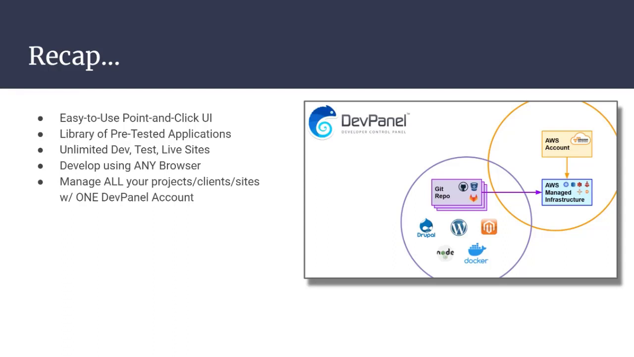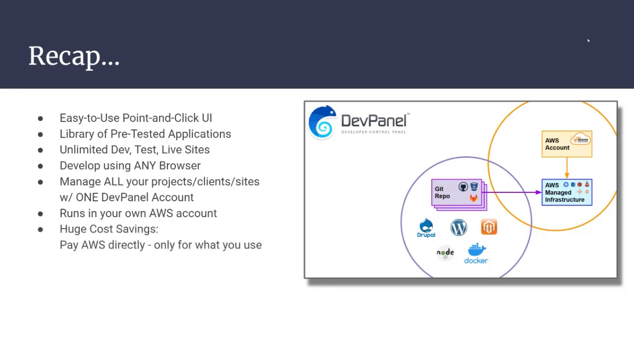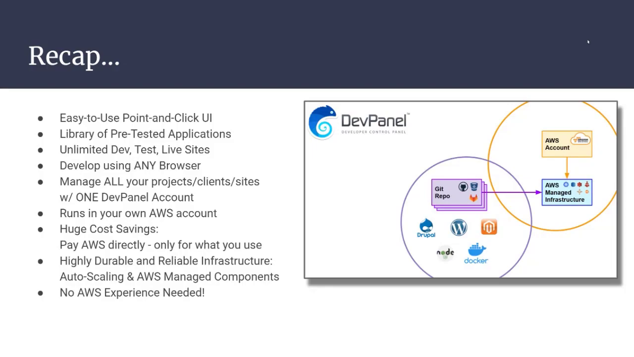Because all your sites are in your own AWS account, you're just paying for the dashboard. And depending on how many sites you're running, this makes for a huge cost savings. You pay AWS directly, and you pay them for only what you use. Plus, with DevPanel, your sites are running on AWS's enterprise-grade infrastructure that almost all big companies rely on. It's auto-scaling and fully managed by AWS, so your infrastructure will hardly ever go down. Best of all, you don't need to know any AWS to use DevPanel.